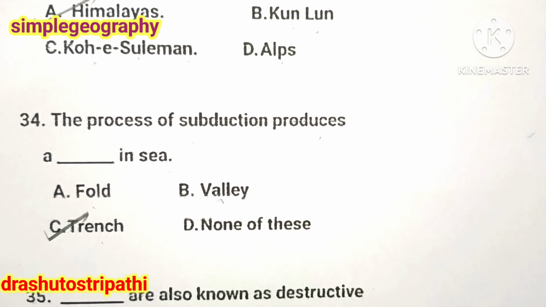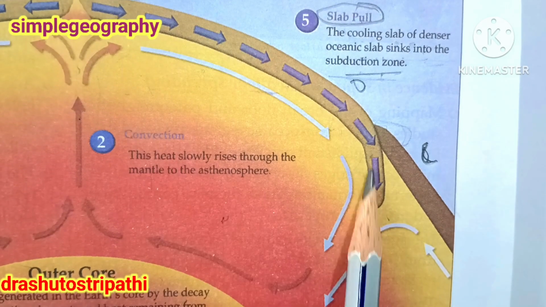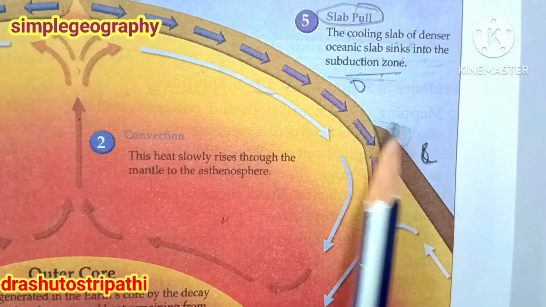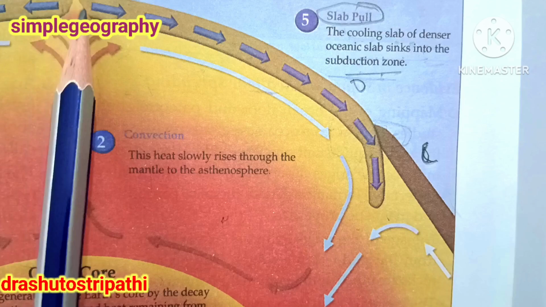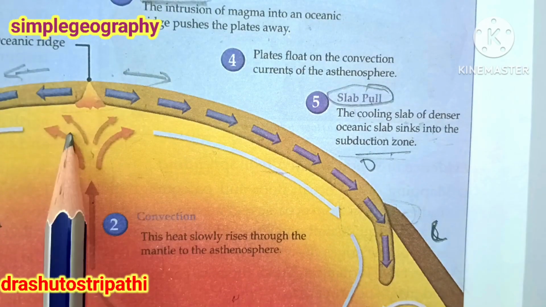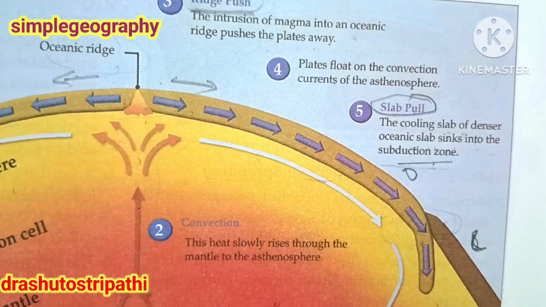The process of subduction produces a dash in the fold, valley, trench. The answer is C, trench. This is the subduction zone, when one plate goes inside the other plate, and here is the trench. An oceanic trench is found when two plates move against each other. See this in the map. When two plates move against each other, the oceanic ridge is formed.